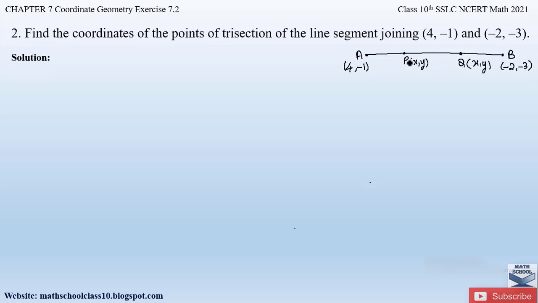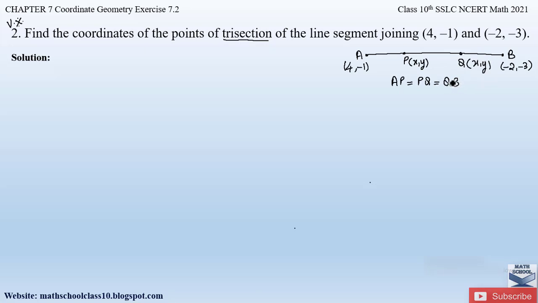This question is very important, guys. So try to understand this question very well, as it is a very important question. Since they have said it is a trisection, that means all the 3 sections are equal. That is, AP is equal to PQ is equal to QB. All the 3 sections are equal here.